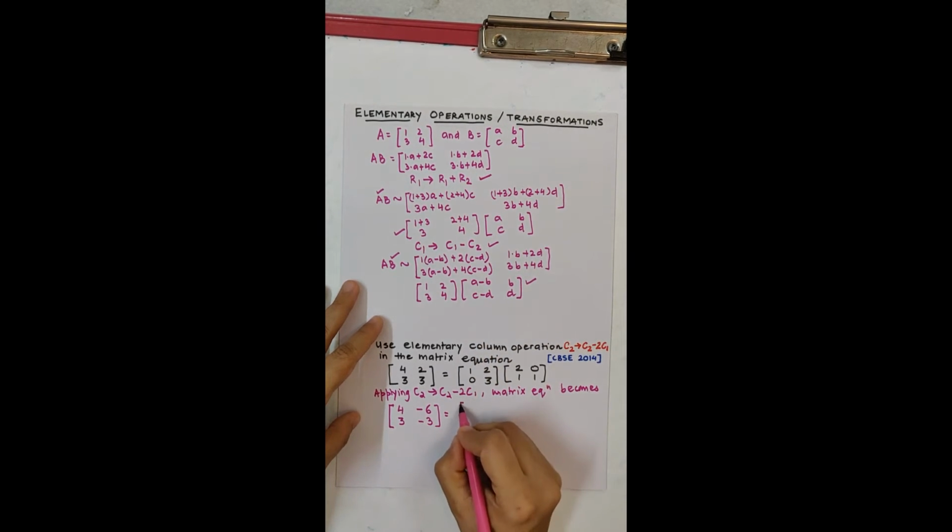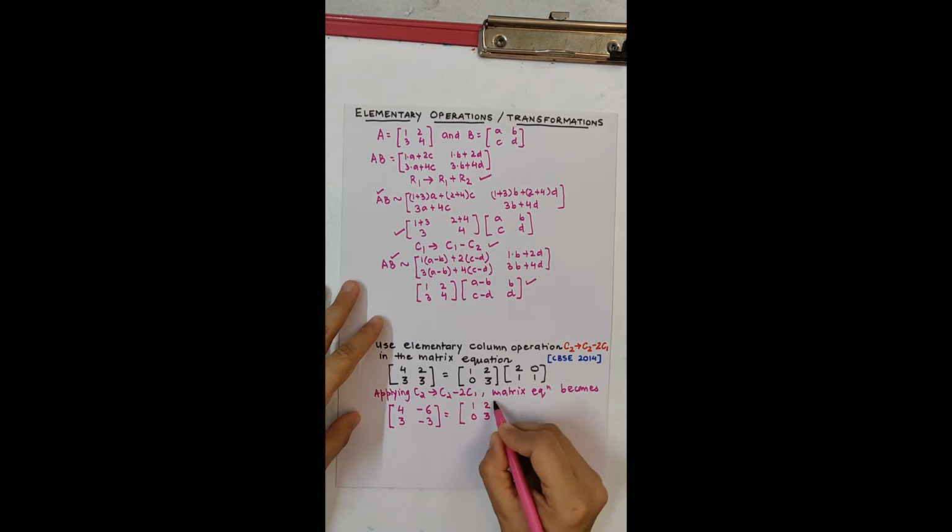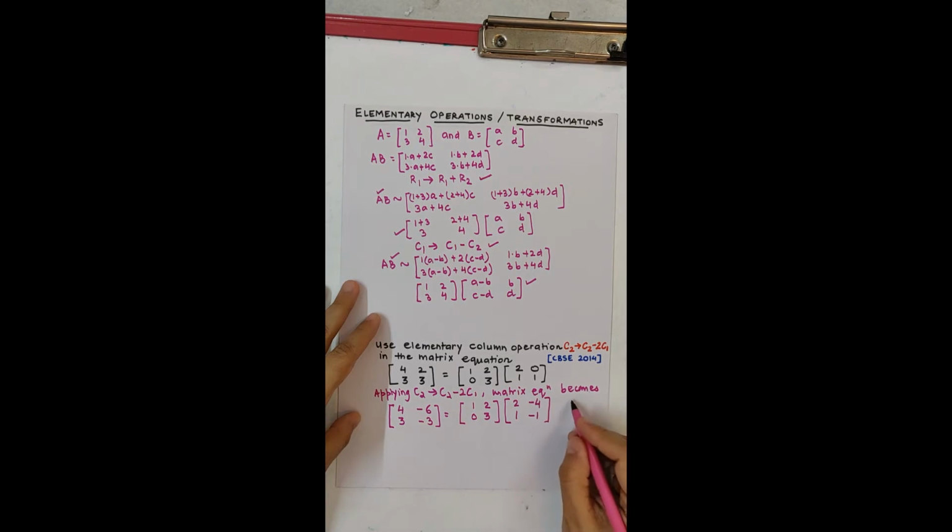So here the first matrix would remain as it is, [1, 0; 2, 3]. And we'll apply this column operation to the second matrix. So here once again column 1 remains as it is because it is not getting transformed. For column 2 it's 0 minus 2 into 2, so that's 0 minus 4, and then 1 minus 2 into 1, that's 1 minus 2, minus 1. So this is what the matrix equation becomes after applying this column operation.